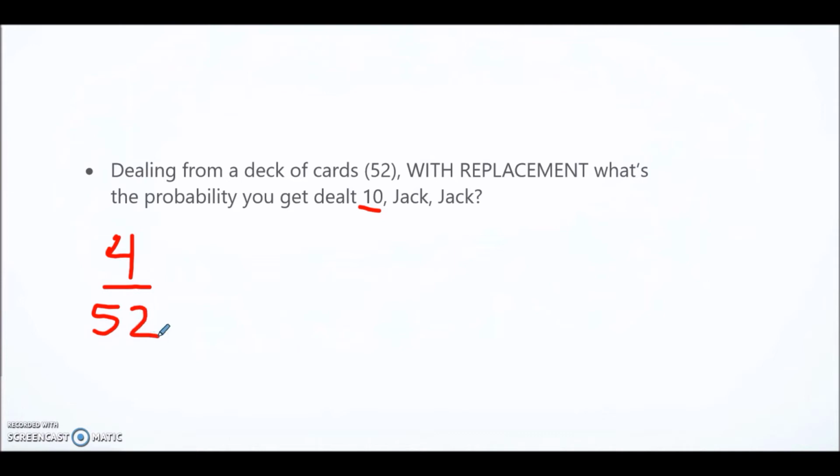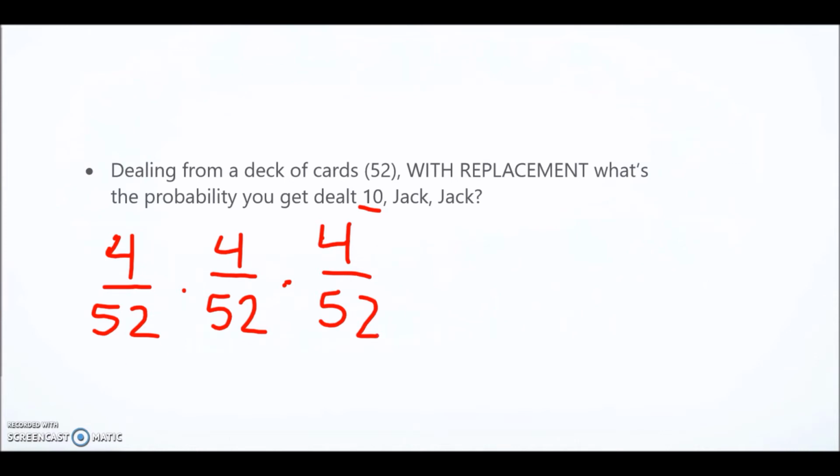Now we put that 10 back in the deck, shuffle them back up, and what's the probability we get a jack? There are 4 jacks out of that deck, and there are still 52 cards because we keep putting the cards back. So now we have our jack for a second card, and we give it back to the dealer. He shuffles them back up, and we pick our third card. What's the probability of that being a jack? Well, that is also 4 out of 52.